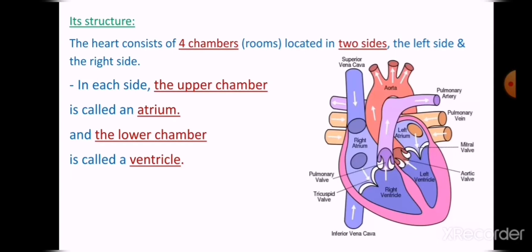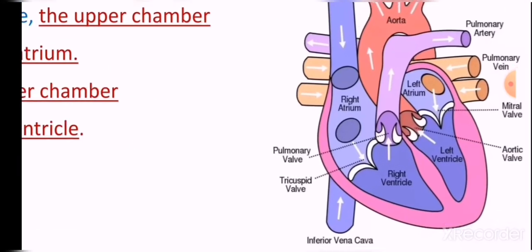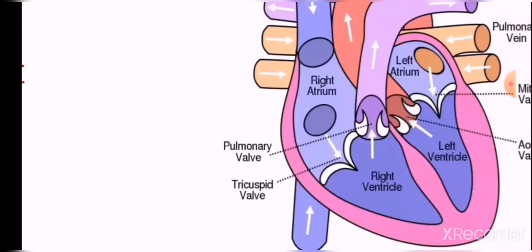Okay? In each side, there are two chambers, an upper chamber and a lower chamber. The upper chamber is called the atrium. And the lower chamber is called the ventricle. So here, the upper chambers of the heart are called atrium, but the lower chambers are called ventricle.